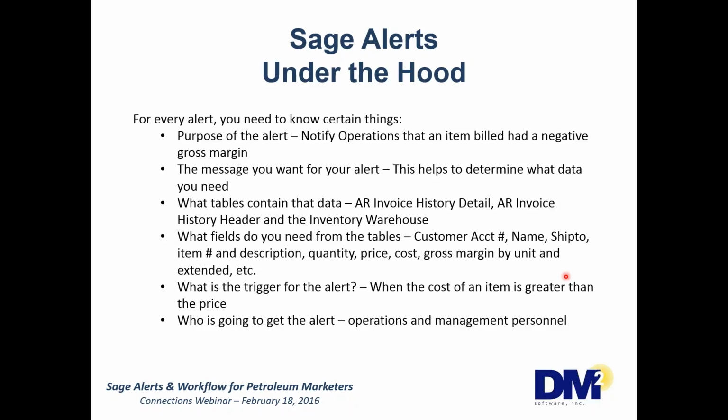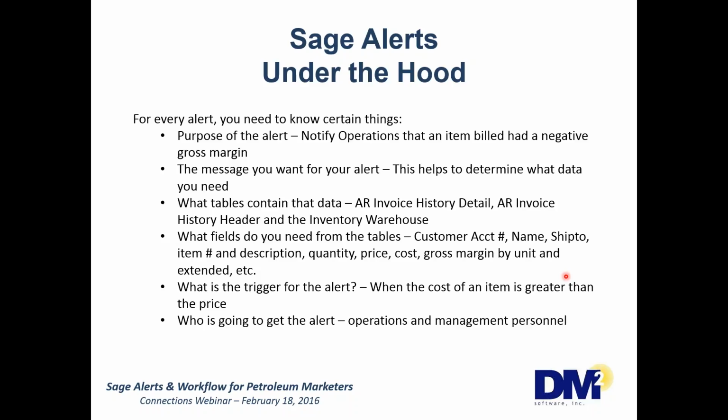This determines what data you need, which will help you to determine what tables contain that data. In this case, we're going to use the AR invoice history detail, the AR invoice history header, and the inventory warehouse. The data also will tell you what fields you need from the table. We're going to be using customer account number, name, ship to, item number and description, quantity, price, cost, gross margin by unit, and the extension, and there's some more data out there as well.